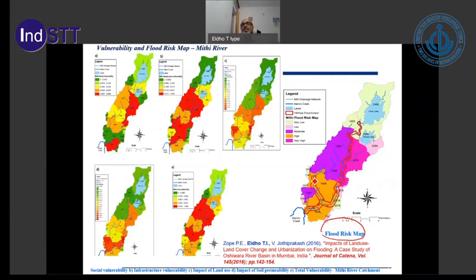So very high risk areas, some of these areas where especially the Mithi River is flowing, and then high risk areas, moderate risk areas. So like that, we can develop this kind of flood risk map. So this is very useful, especially if you are going to do smart city development or any kind of urbanization planning. We can develop these kinds of flood hazard map first, and then vulnerability maps, and then flood risk map.